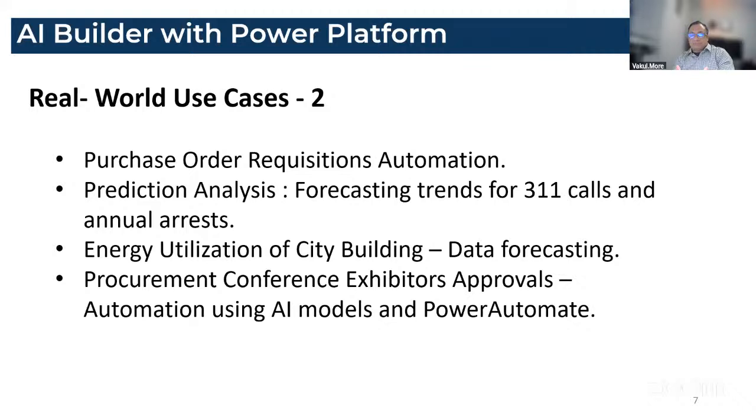There is a procurement conference which is being hosted by the city. There are 100-plus exhibitors who come to that procurement conference. And we could leverage automation with these AI models. We used to use Power Automate. Now we can use automation with AI models based on the applications they send and the validation they send. So all of these real-world use cases are used to make sure that we are utilizing this AI in the proper way to improve efficiencies.